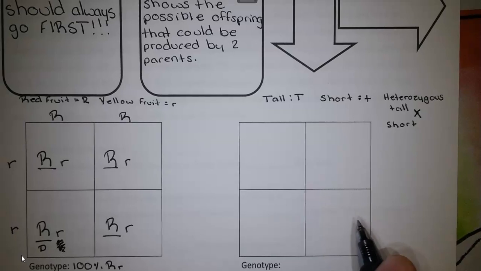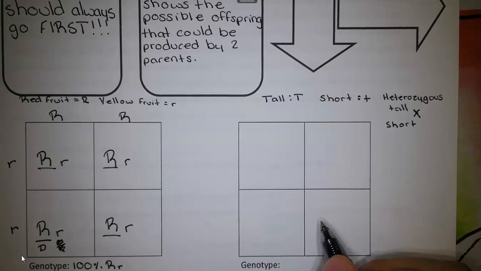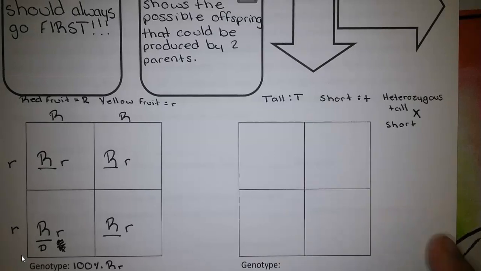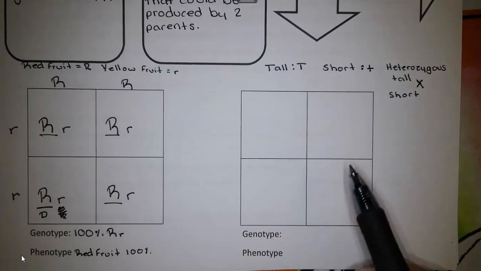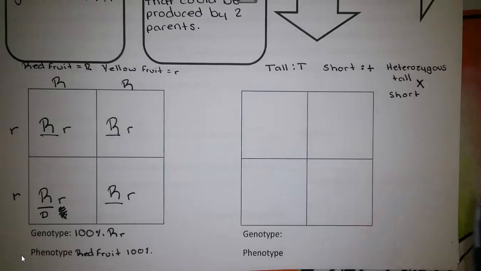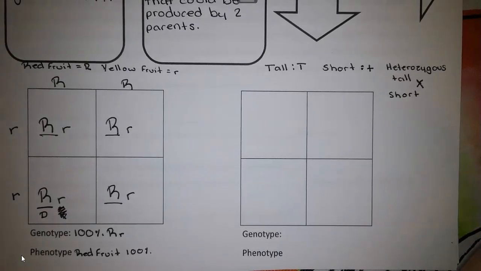Okay, so what am I going to have to do? So I'm going to give you 3 minutes to work on this one. And I just want you to have the Punnett square completed. So I'm going to have you pause the video and then complete your Punnett square.